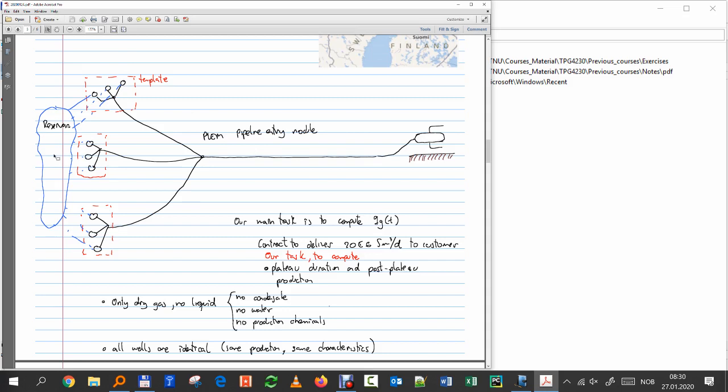And we said we have to compute the rate for this configuration. We already have a plateau rate that has not been designed yet, but is simply by agreement with customers. The customer wants a certain amount of gas, and I'm going to deliver that gas. Our main task was to compute plateau duration and also post-plateau production. Plateau duration we have done, and today we are going to calculate post-plateau production.